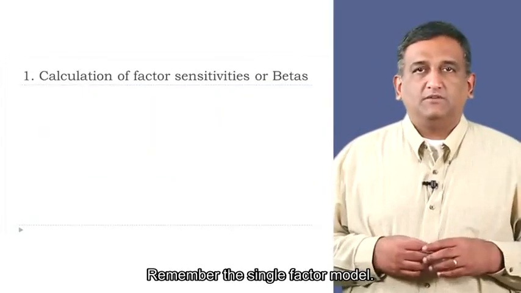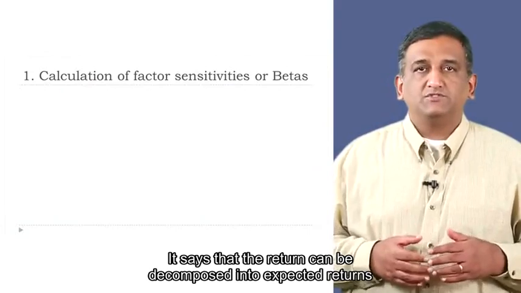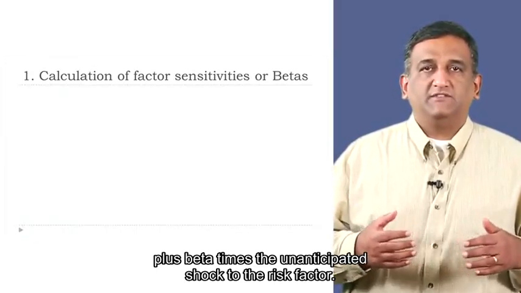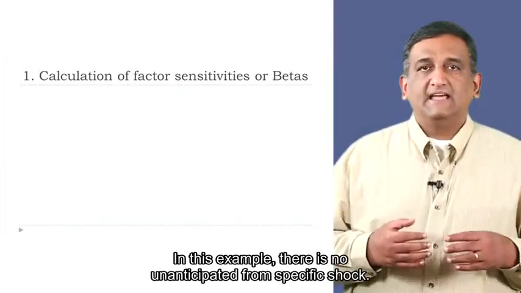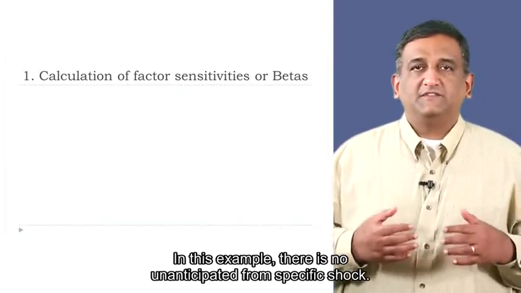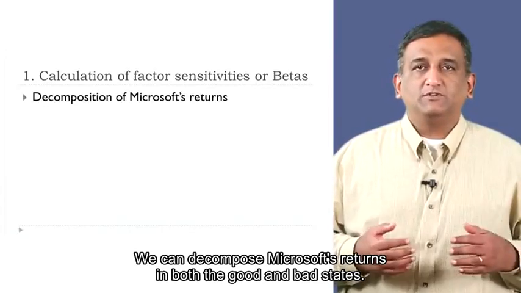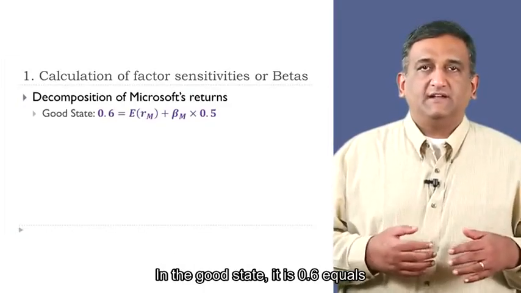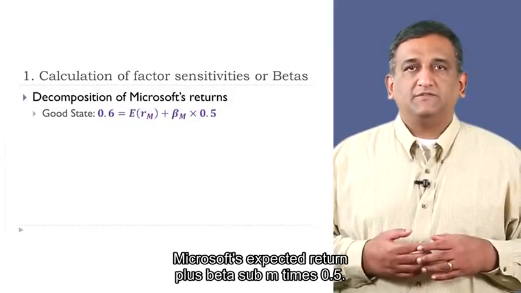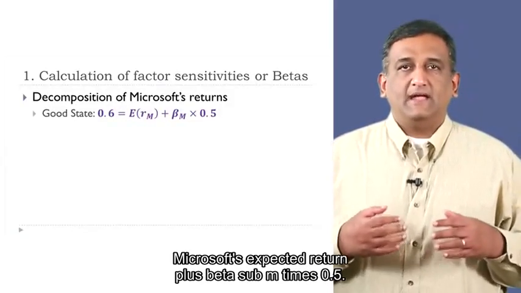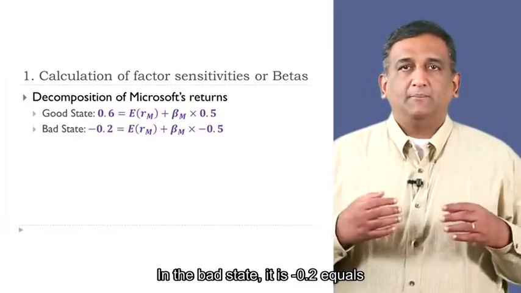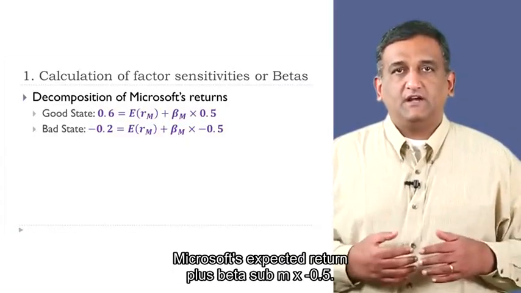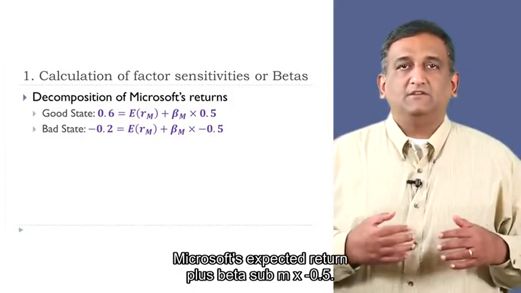Remember the single factor model. It says that the return can be decomposed into expected returns plus beta times the unanticipated shock to the risk factor. In this example, there is no unanticipated firm-specific shock. We can decompose Microsoft's returns in both the good and bad states. In the good state, it is 0.6 equals Microsoft's expected return plus beta sub m times 0.5. In the bad state, it is negative 0.2 equals Microsoft's expected return plus beta sub m times negative 0.5.